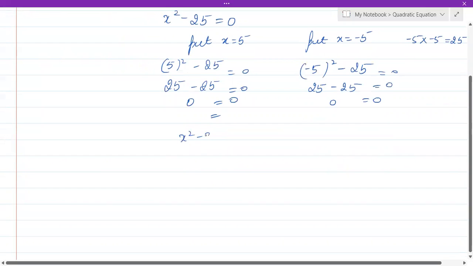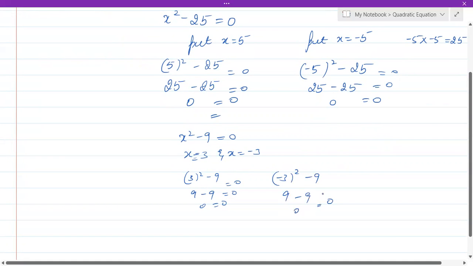x square minus 9 equal to 0. This is quadratic. If you put x as 3 and x as minus 3, it will satisfy, that is, LHS will become equal to RHS. Let's do that. x as 3, so it will become 3 square minus 9, that is 9 minus 9. So you get 0 equal to 0, isn't it? Similarly, if you put minus 3 the whole square, minus 3 the whole square is 9 itself. So 9 minus 9 is 0. So LHS, RHS both are equal to 0.